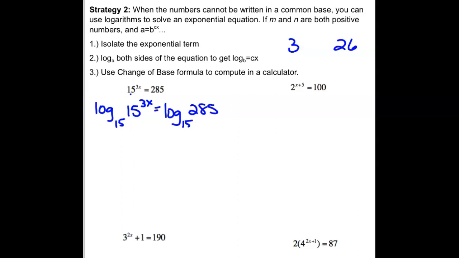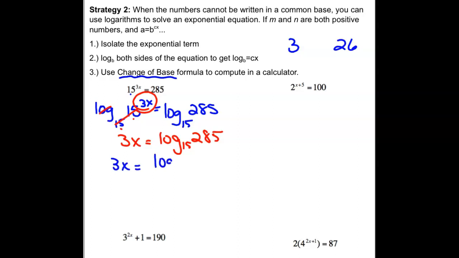Using our properties of logs, we know that log base 15 of 15 to a power is just the power. So once you get these pieces here to match, this part drops out, and all we have is our 3x. Then we can use our change of base formula from yesterday to convert the right side. So 3x would equal the log base 10 of 285, so we can use that common log key on our calculator, divided by the log base 10 of 15.